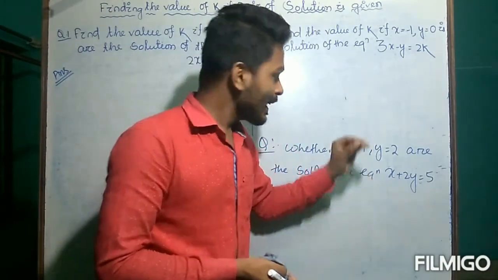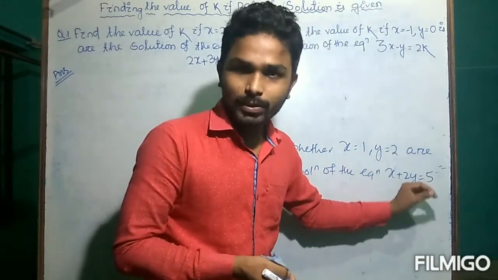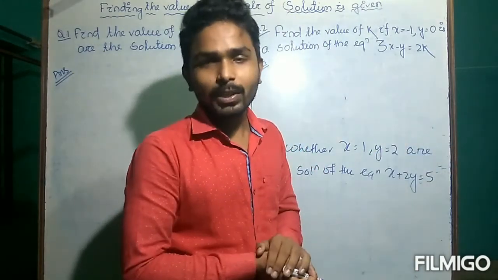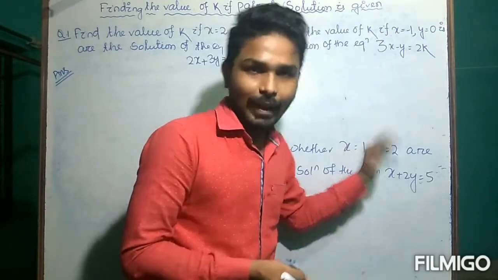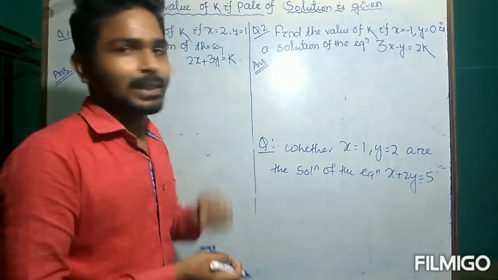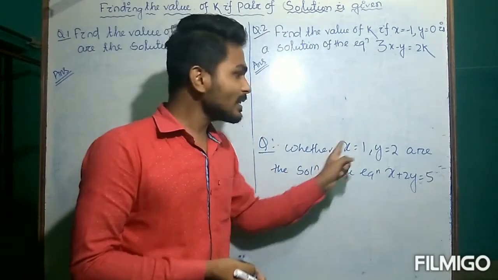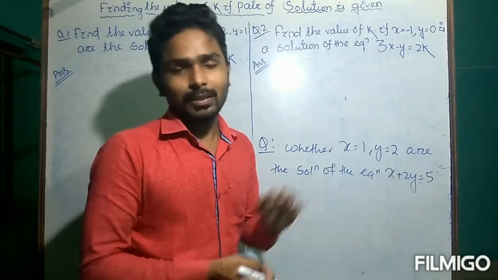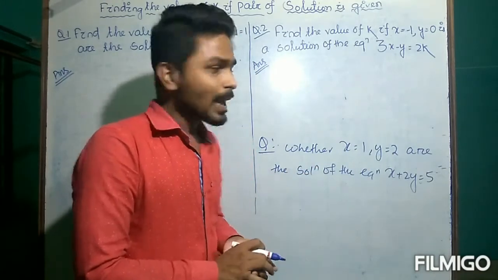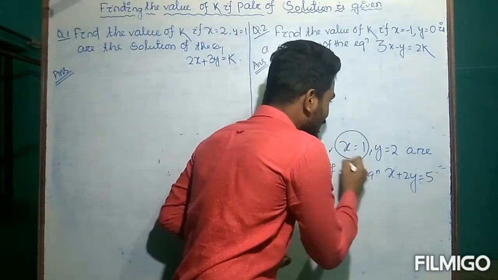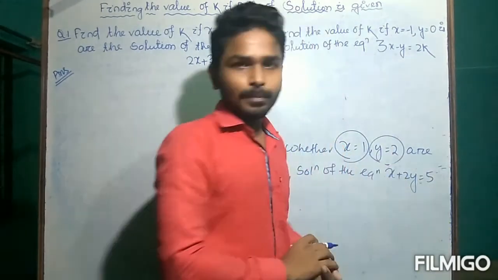Satisfies means they must be the solution of the equation, or they are not. We don't know that fact and we have to verify it, check whether they are the solution or not. How? By simply substituting these two values in the equation.